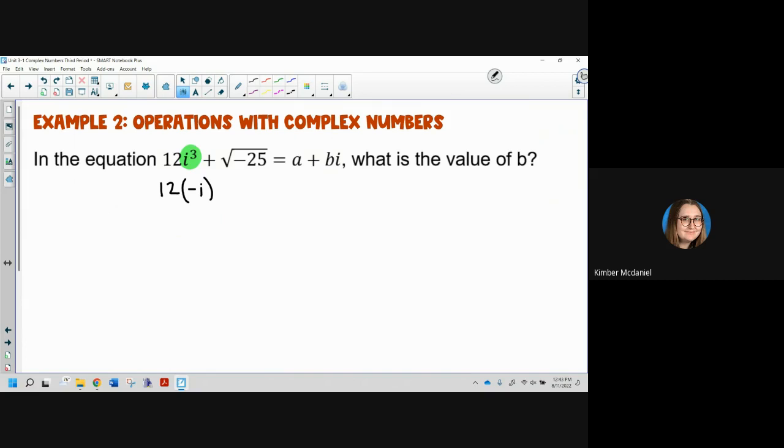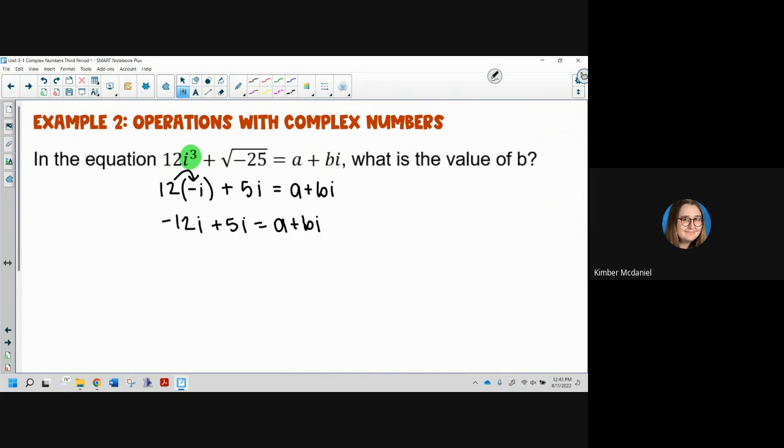Gabriella, what is the square root of -25? 5i. We're going to just bring down the equals a plus bi. If you're asking yourself, what am I supposed to do with that? Nothing. That just tells you to make sure it's in that form. We're going to distribute the 12 to the -i. Louise, what is 12 times -i? -12i. Yeah, see, you do know. -12i plus 5i equals a plus bi.